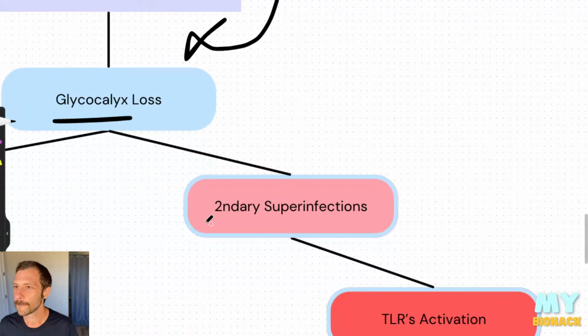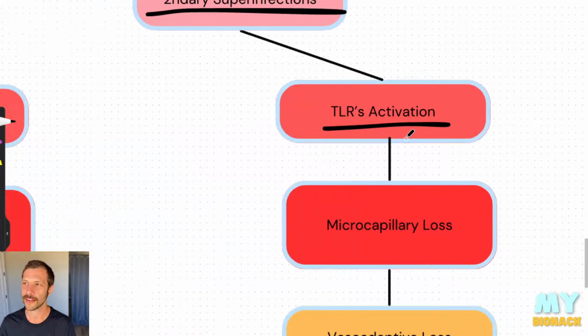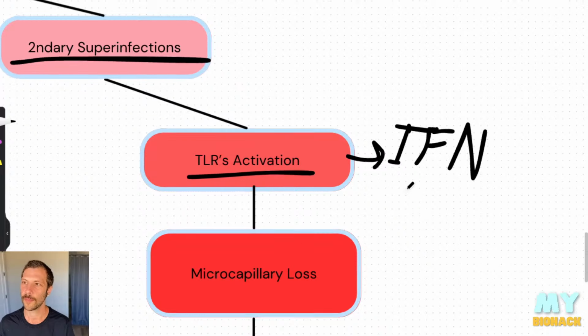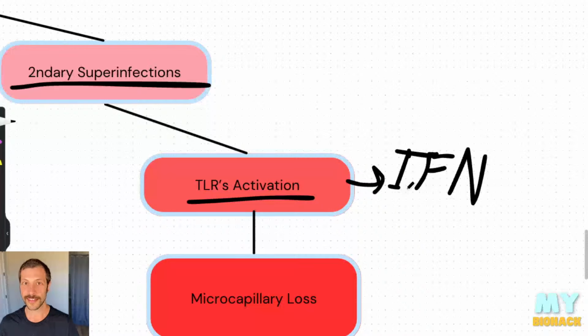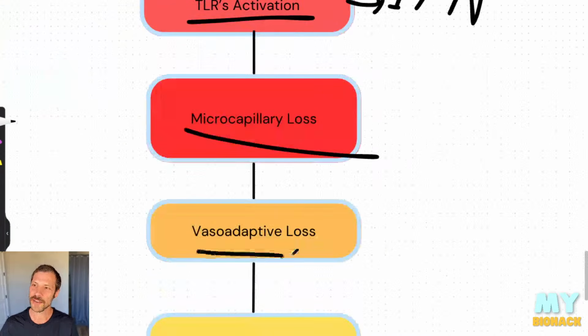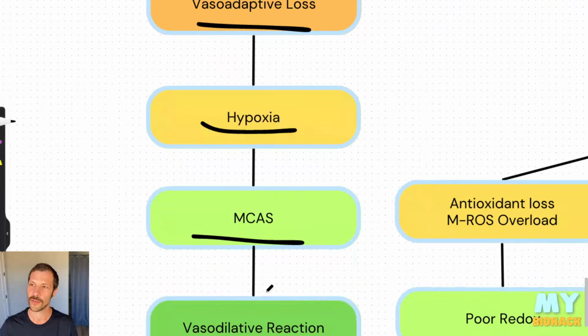right? Secondary superinfections also lead to the toll-like receptor activation. Toll-like receptor activation will lead to things like interferons. I know a lot of people are studying just purely interferons, like that's the problem, and it's not. I mean, it's a downstream product. If you hyperfocus on something, you can make anything the problem. Microcapillary loss, vasoadaptive loss, hypoxia, mast cell issues, vasodilative reaction.